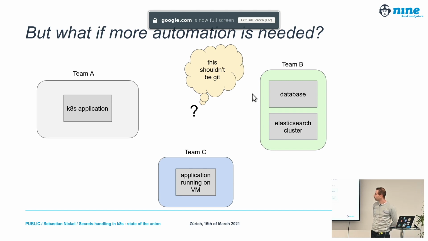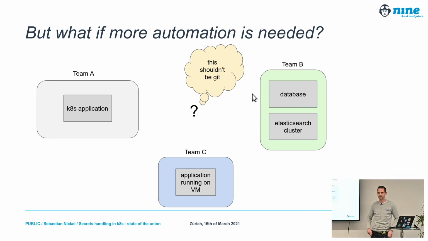But what if more automation is actually needed? The thing is, if you want to automate things, writing that new configuration to Git is not really cool, because Git is not really an API, right? I mean, you need to deal with merge conflicts or stuff like that. So that shouldn't be the ideal solution.